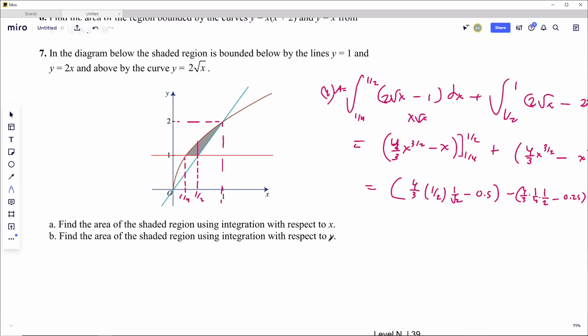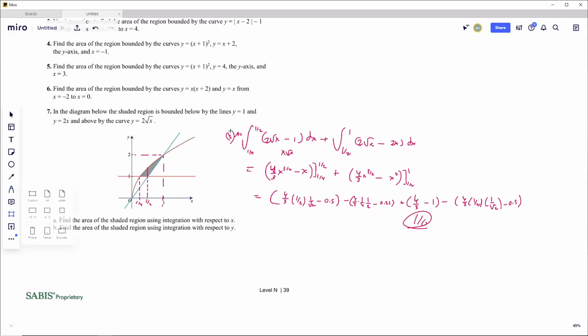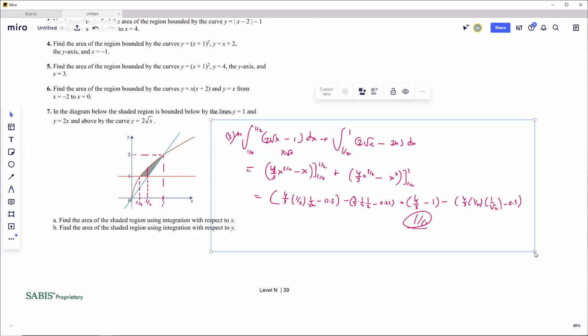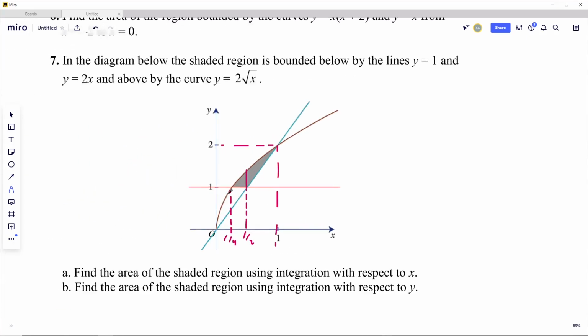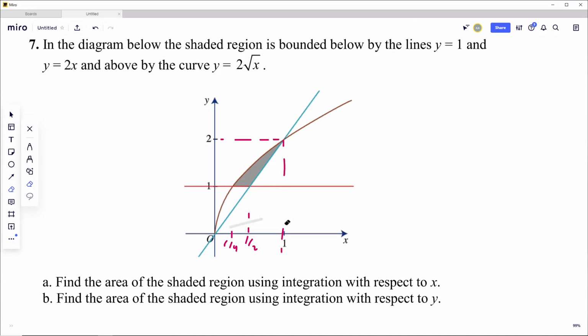B. Just with respect to y, it's much nicer. Don't be intimidated with y. It's much nicer in this case. Sometimes it's easier with x, but in this case it's much nicer with the y. Look how nice it is.